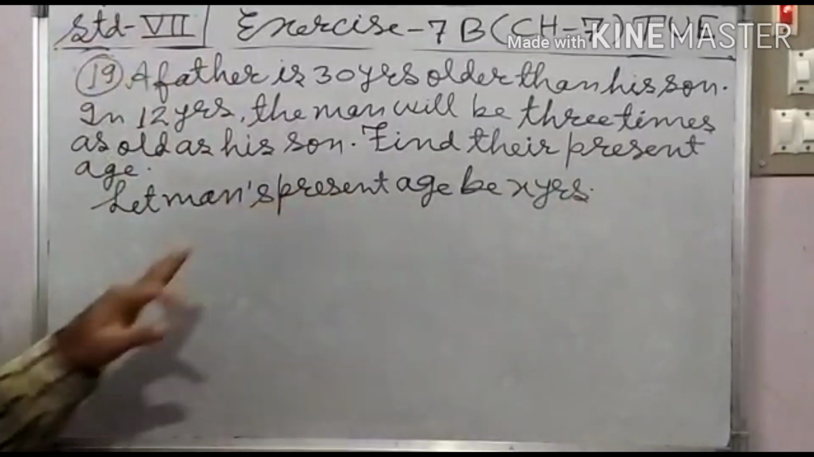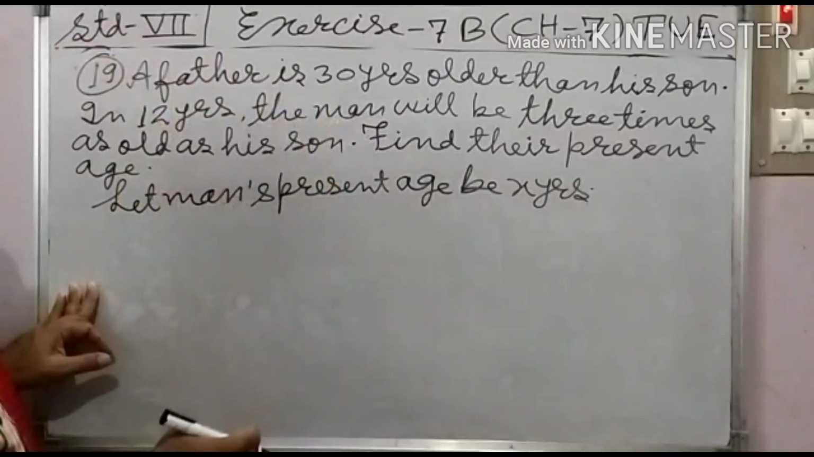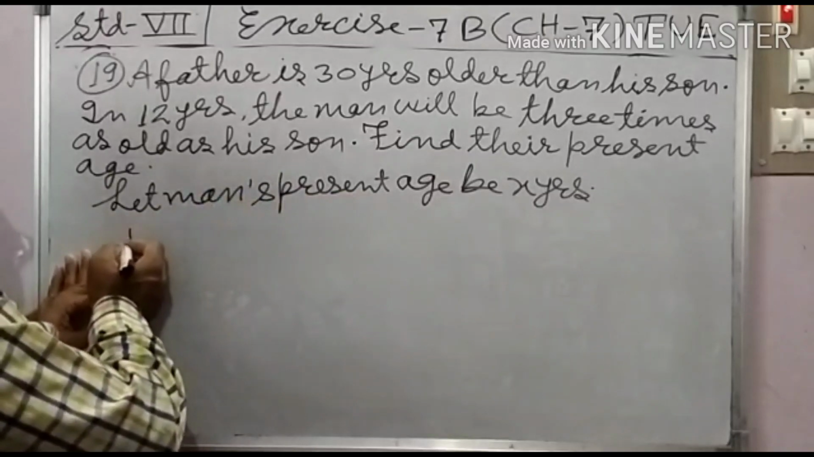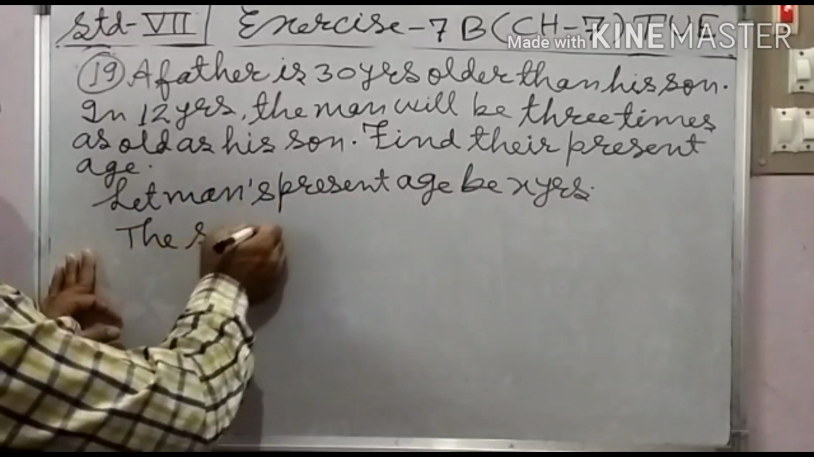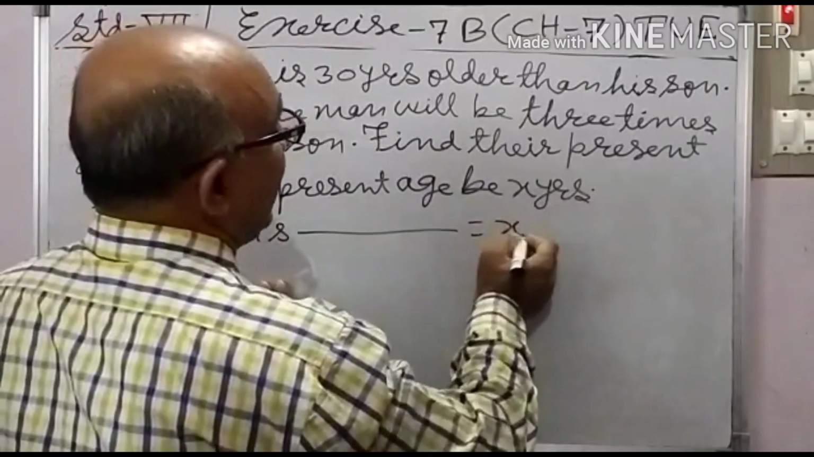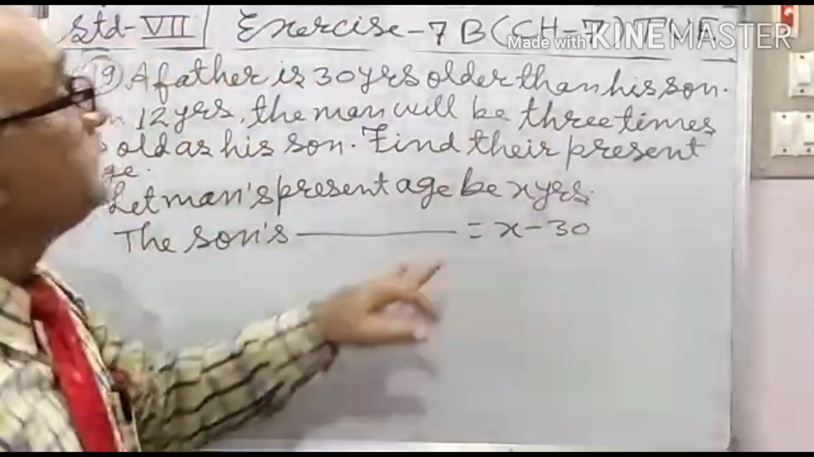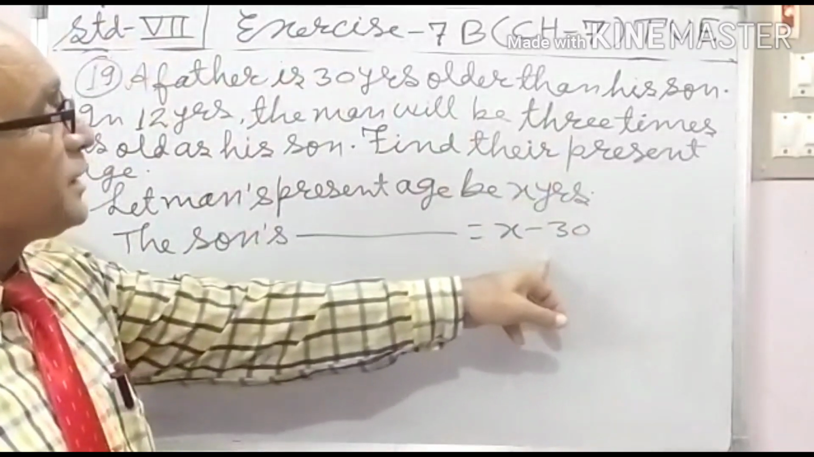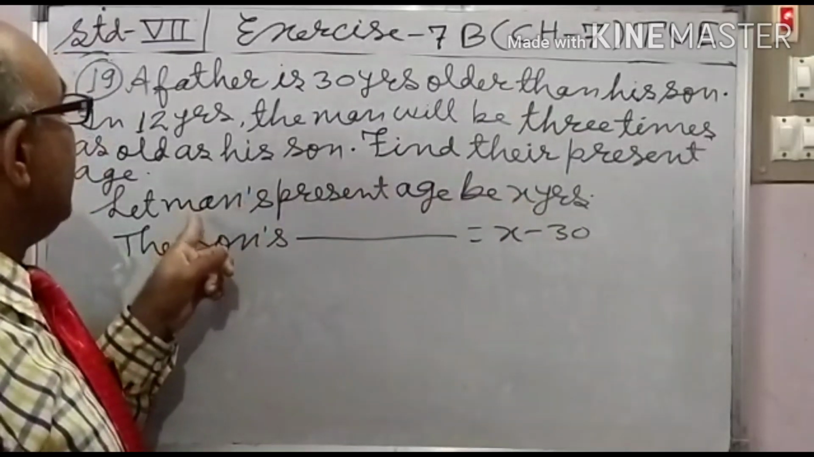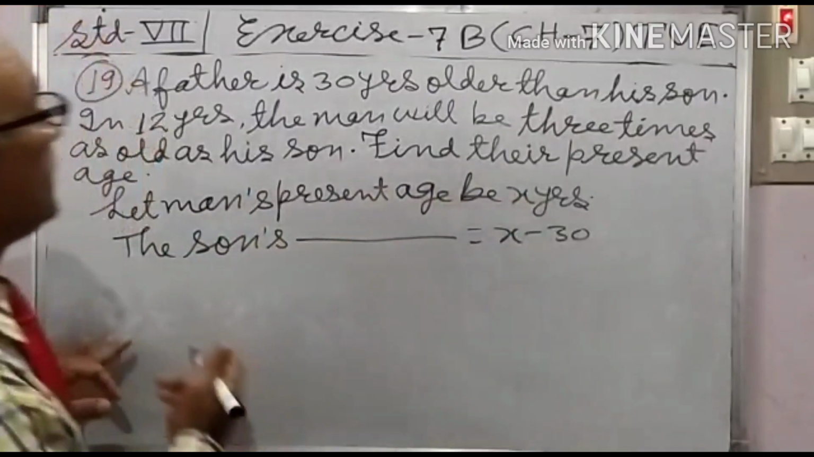Let the man's present age be x years. A father is 30 years older than his son, so the son's present age is x minus 30. If the man's present age is x years, then the son's present age is x minus 30 years.